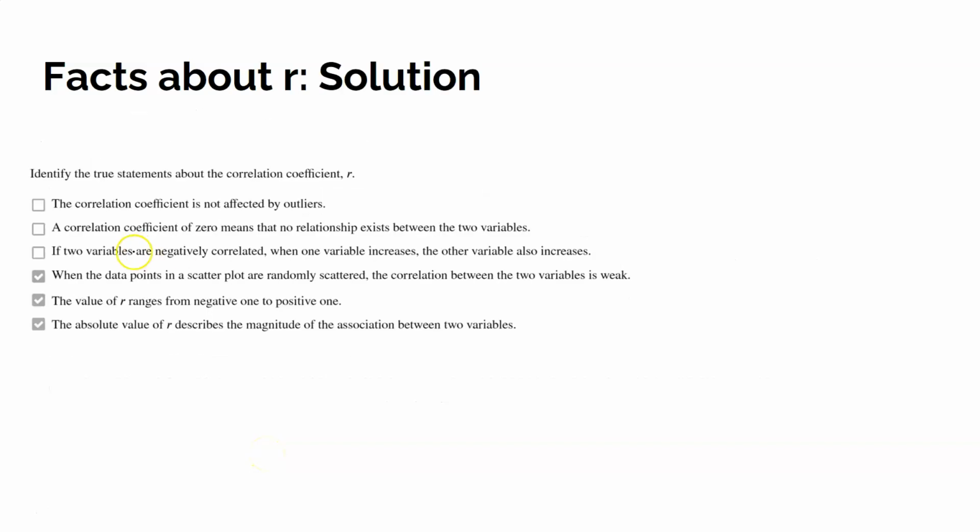Go ahead and see if you can put a check mark next to the ones that you consider true. Here's what you should have chosen. Correlation coefficient is not affected by outliers. That is not true. The outliers can definitely skew your correlation coefficient and make it weaker when in some cases it should be stronger. For example, if you had a perfect straight line of dots and then one outlier, that's going to make your correlation coefficient smaller than 1 when the rest of these fall along a perfect straight line.